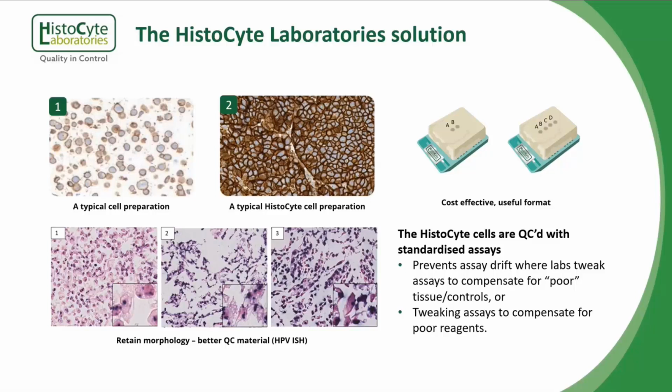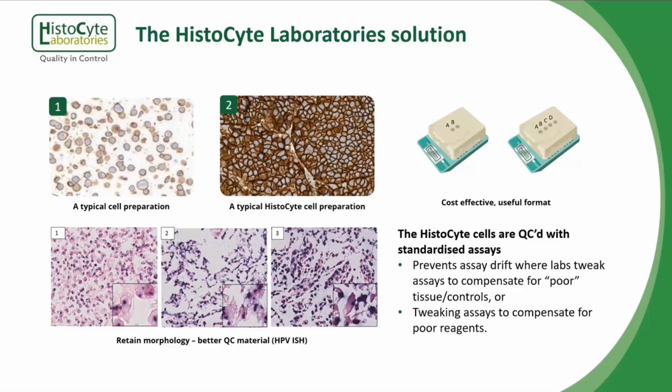So those images in the bottom there are showing you image 1 is a gold standard for in situ hybridization, looking at HPV. 2 and 3, clearly the sample's been over-digested. So that morphology is really important in situations like that. It will show you when samples are over-retrieved, for example.